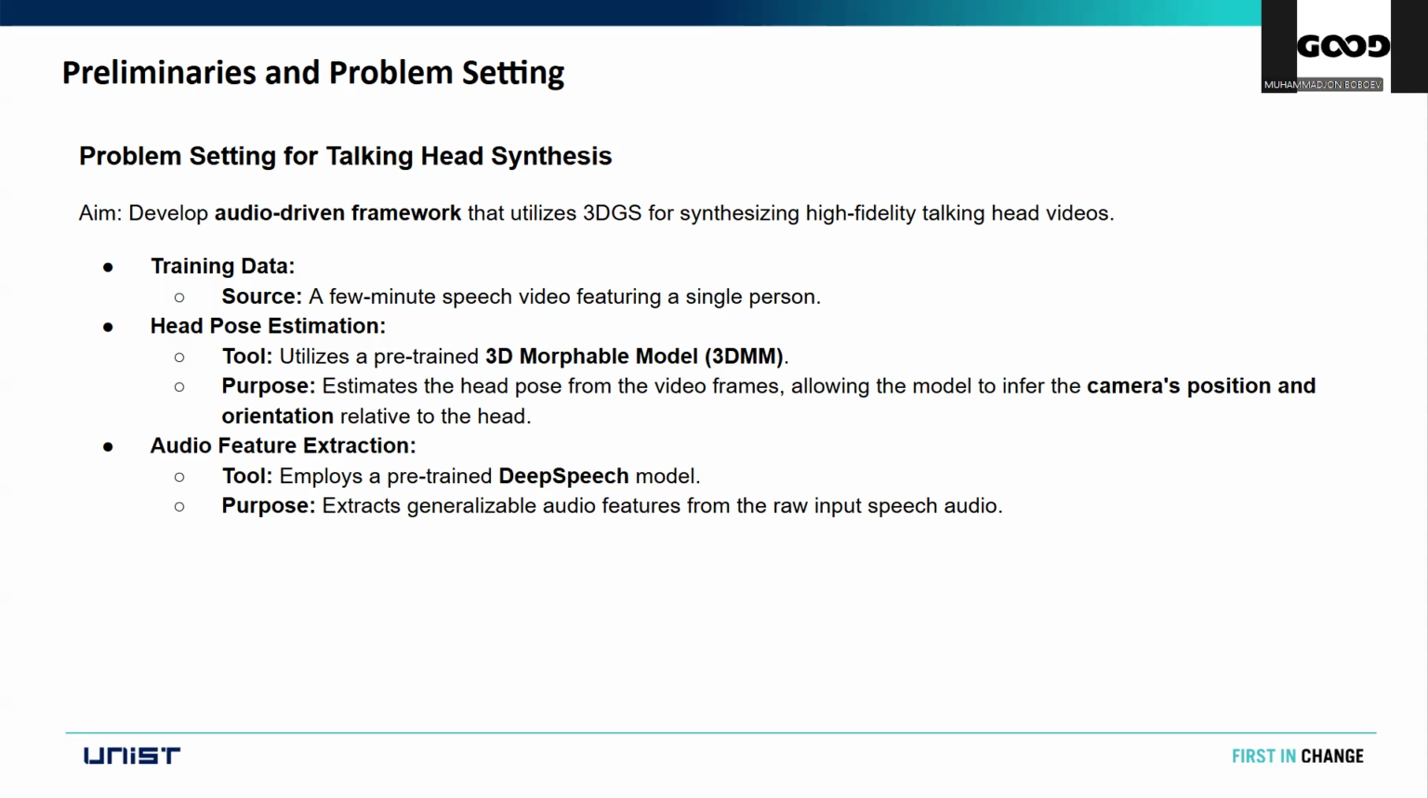And they use some kind of 3D morphable model. Why? Because they need to estimate the camera position of that specific frame. And after that, what they use is audio feature extraction. So they use an already pre-trained tool like the DeepSpeech model in order to extract the audio features. So using a few minutes of speech, camera position and some audio features, they try to synthesize the talking head using Gaussian splatting.